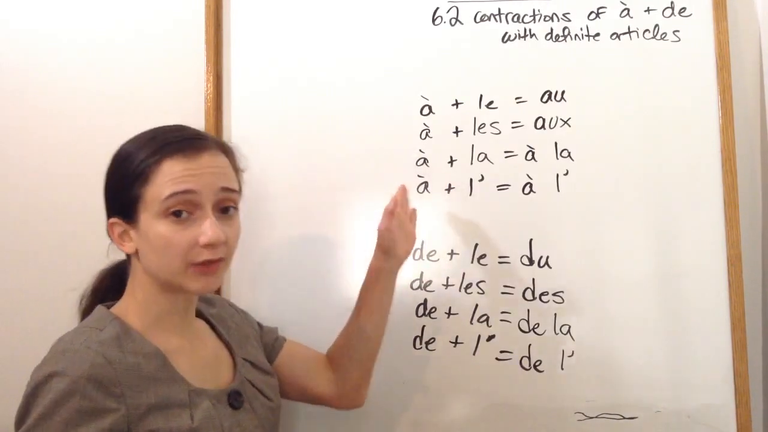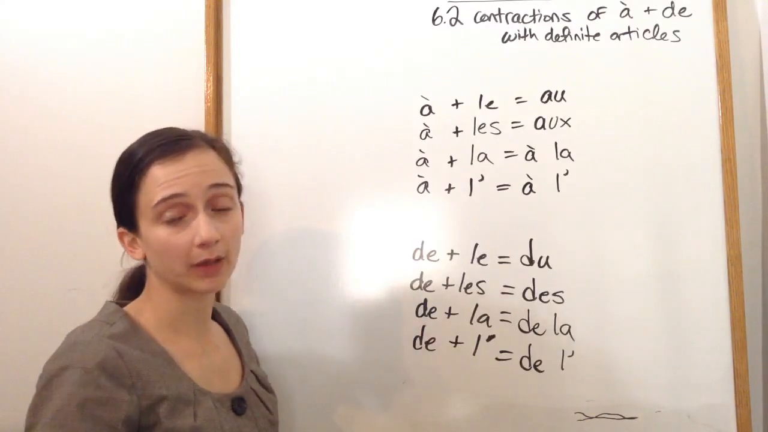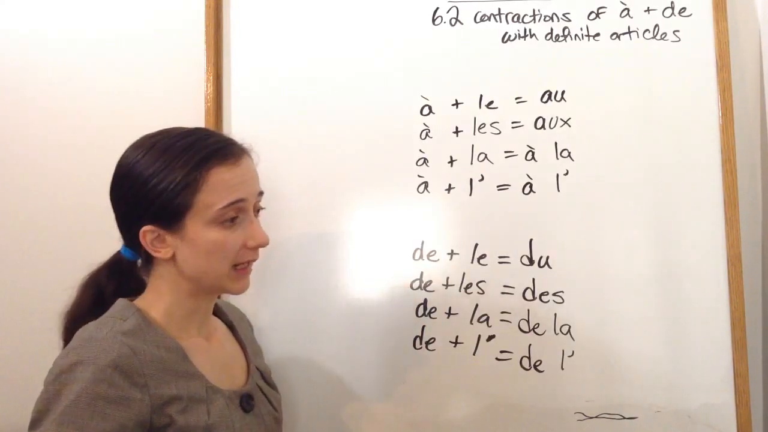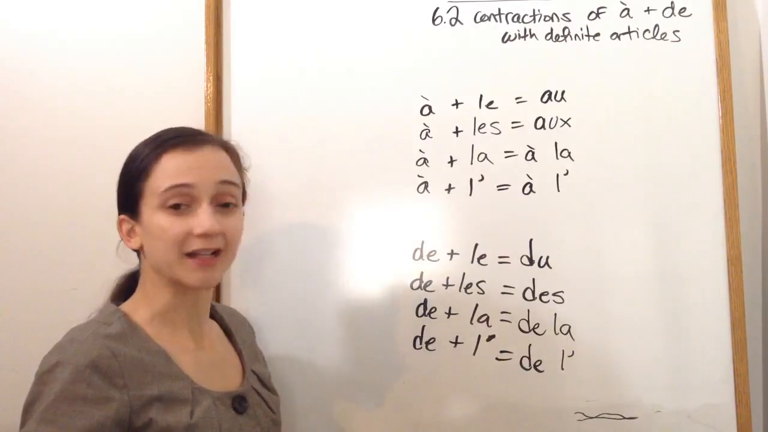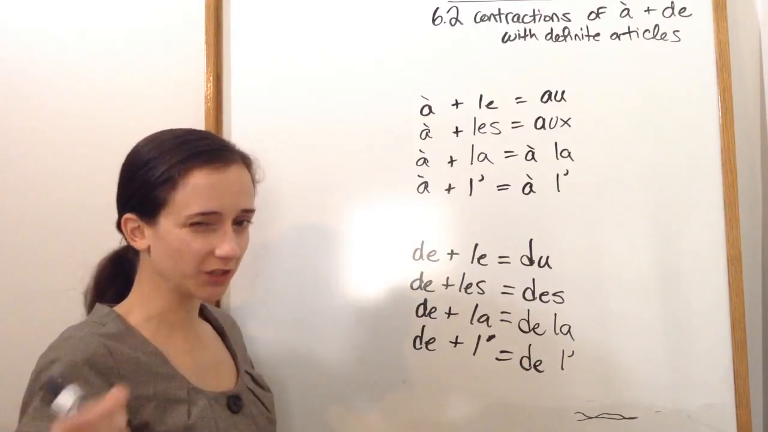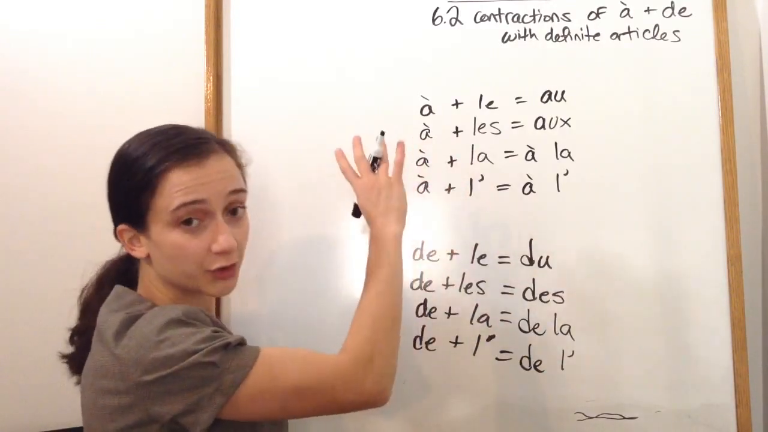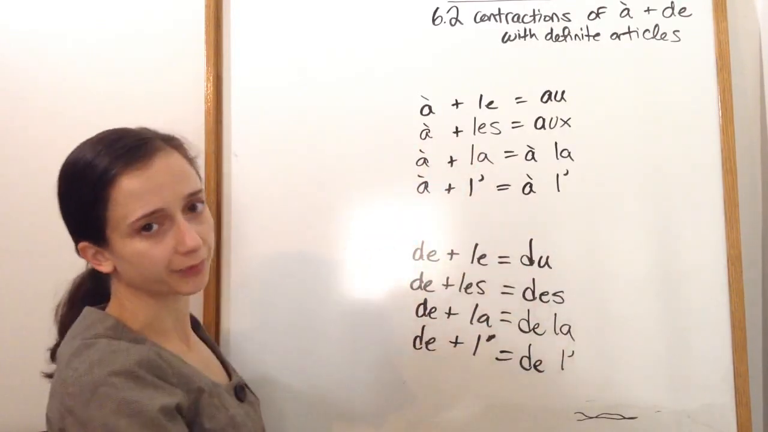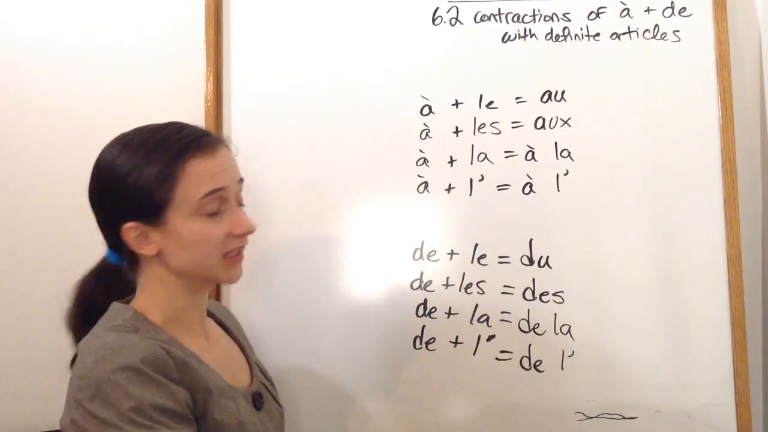So when would you use these sorts of things? A generally means to, and de generally means from or of. Those are, again, general rules, and when you're doing more accurate translation, you'll see that the nuance changes, but overall, a would mean to, de would mean from or of. So let's see these in action here.